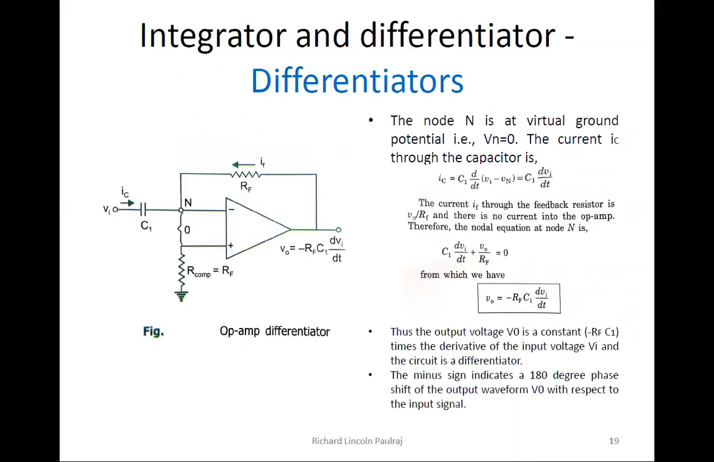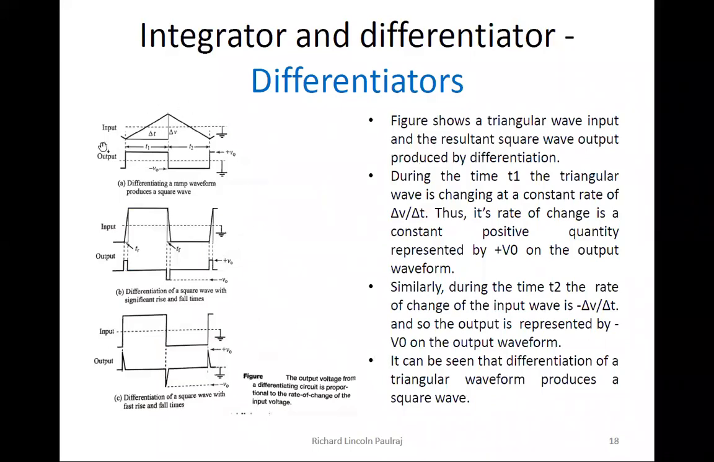We had seen that for the differentiator we have this circuit, and the output is minus RF, which is the feedback resistance, into C1, which is the capacitance, and then into dVi by dt. So this was the final equation that we saw. And similarly, we saw a few waveforms. If we give a triangular waveform, then the outputs that we obtain are square outputs. So all this we had seen.